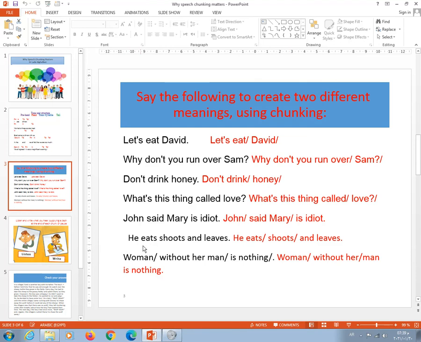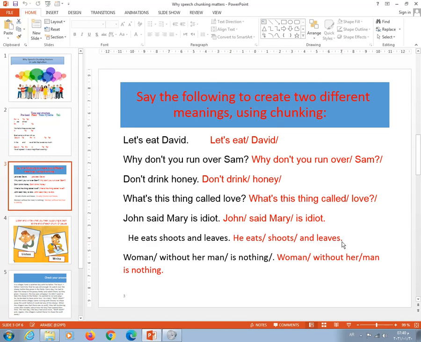Next, he eats shoots and leaves. Okay, here also chunking creates a different meaning. For example, first, look at the first. He eats shoots and leaves. Here we find that he is a vegetarian person and he is eating buds and leaves and so on. And then, if we look at the second, after chunking, we get something different.